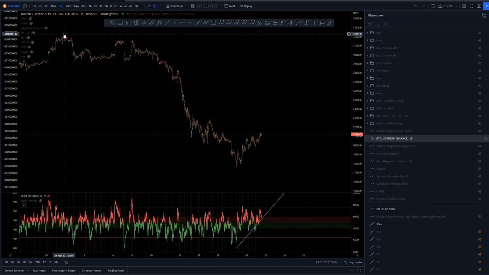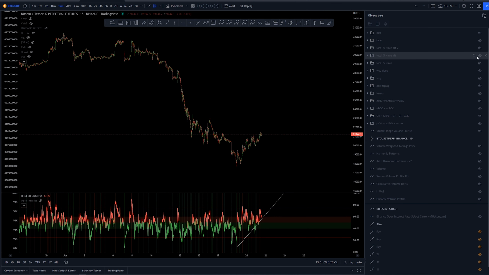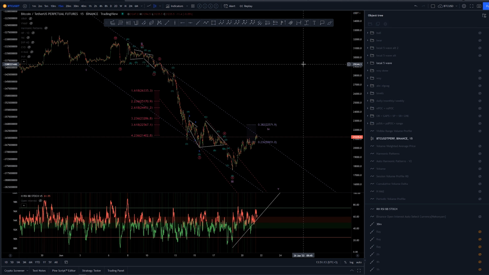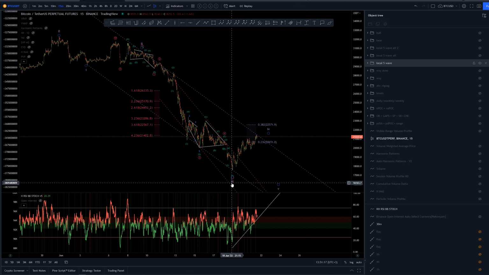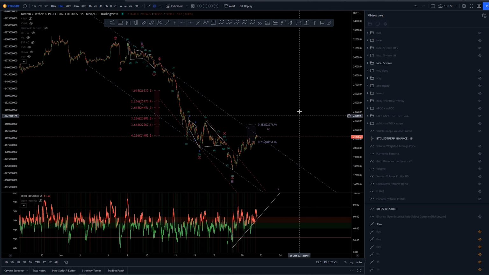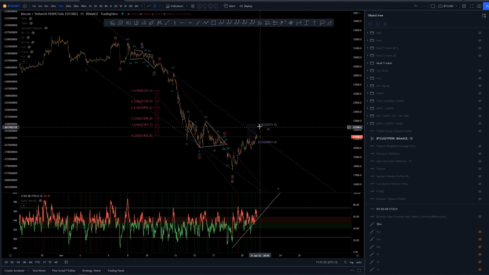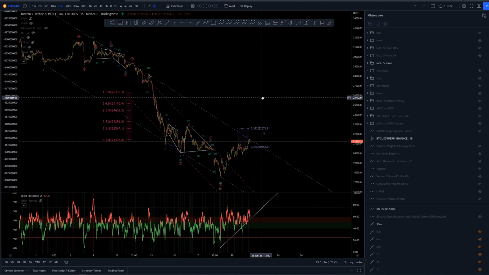Starting from these highs around 32k, we've got a few different alternate possibilities. Let's go through this one first, where we have a subminute 1, 2. This low would be third, then fourth and fifth. Now currently we would be in the wave 4 subminute, possibly completing it soon.